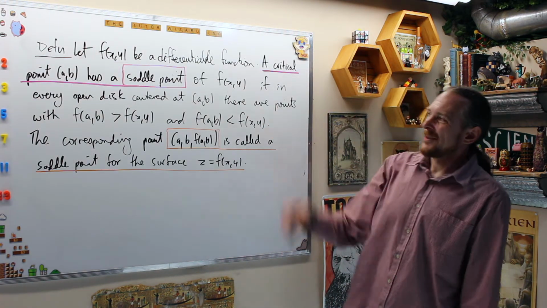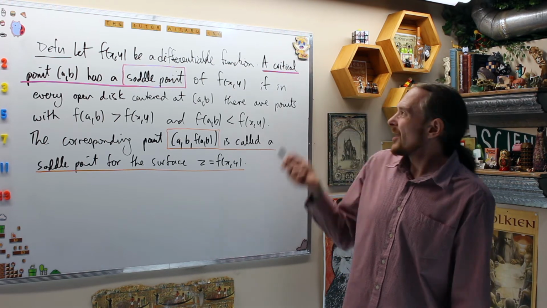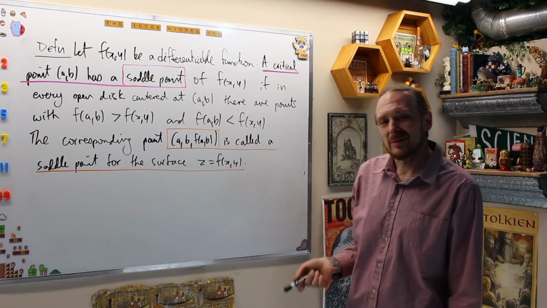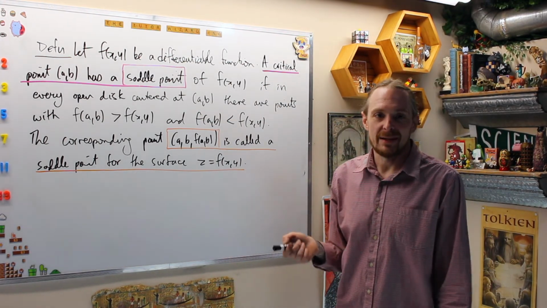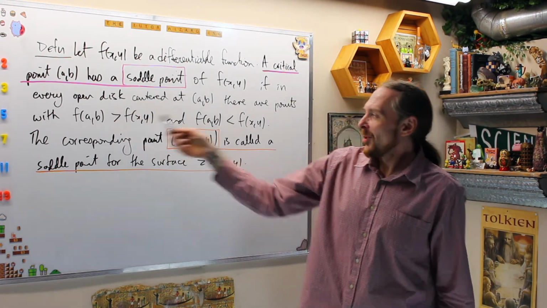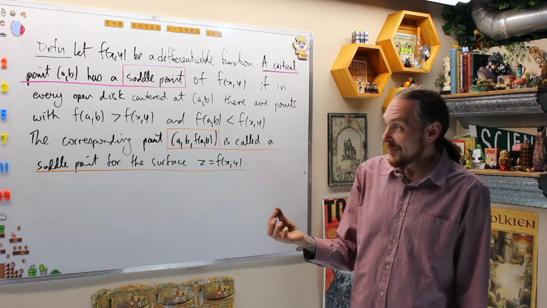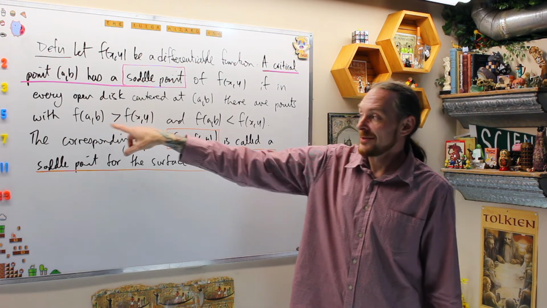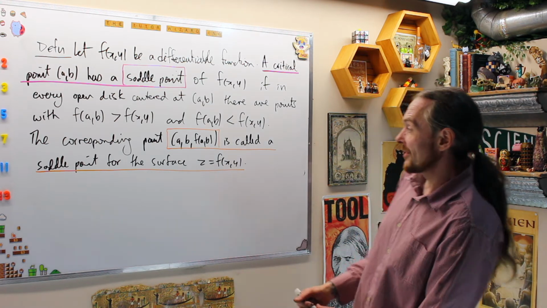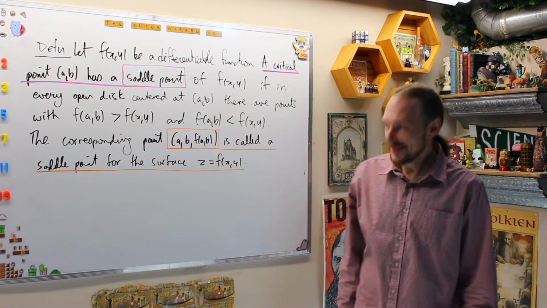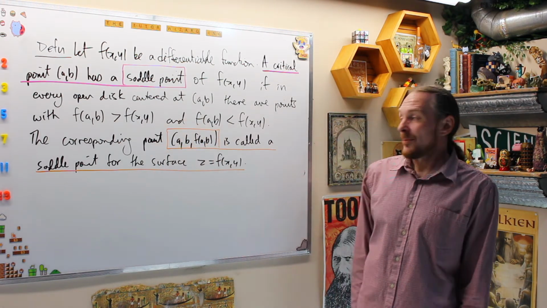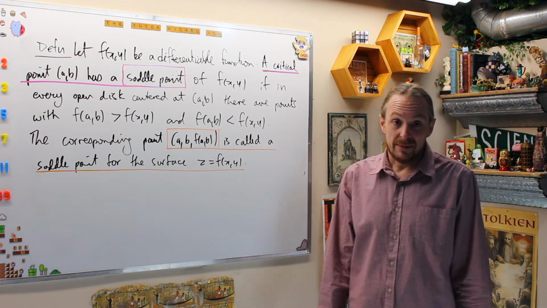Let's do that next. If we have a differentiable function f of x, y, we call a critical point (a, b) a saddle point for this function if in every open disk we have basically the negation of what a local max or min is: not a local max and not a local min. What does that mean? It means that in every open disk centered at that point (a, b), there are points that I can find which have values less than f of (a, b), and points where f is larger than f of (a, b). We also call the corresponding point (a, b, f of (a, b)) on the surface the saddle point of the surface.